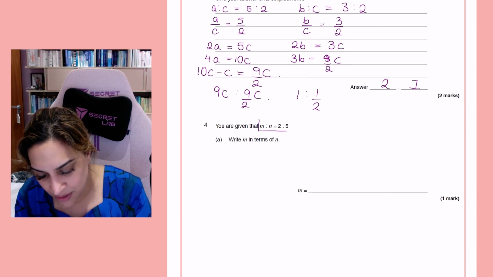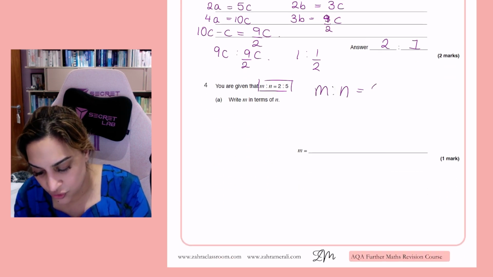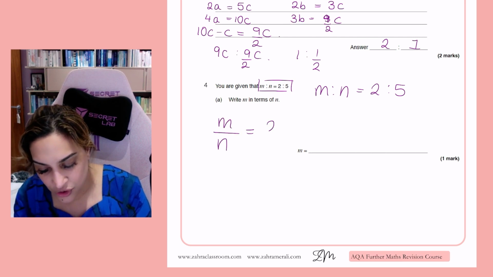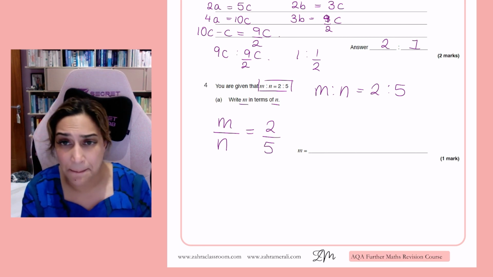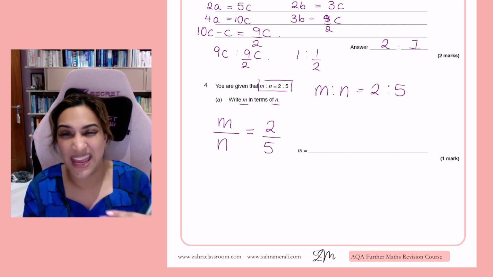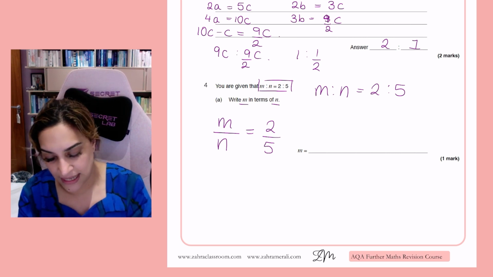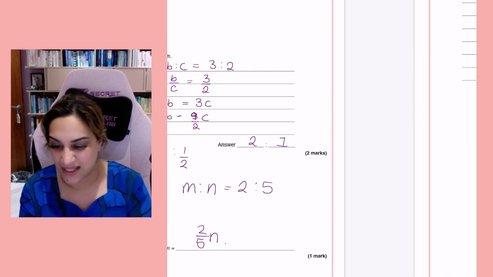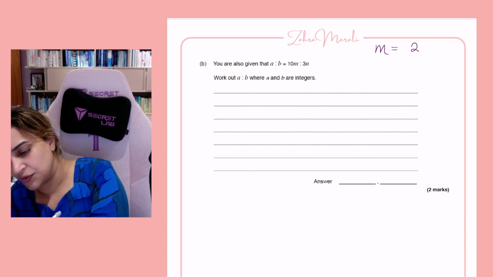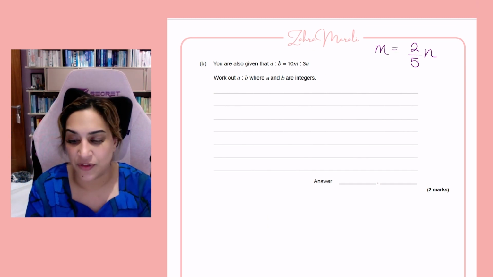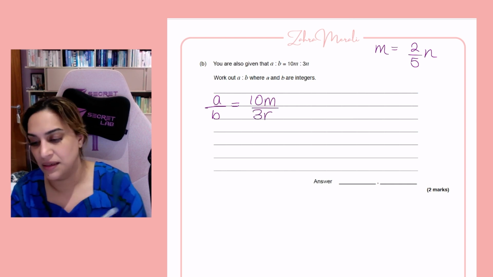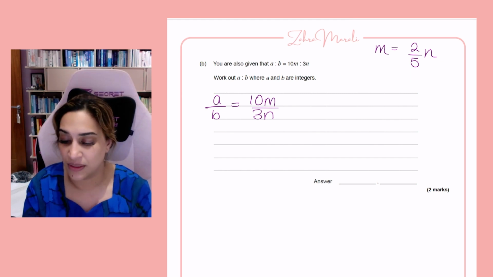Next bit, we're given m to n equals 2 to 5. So that tells us m divided by n equals 2 over 5. And we want m in terms of n. So we want m equals something. So I'm going to multiply the n up here, and we're just going to get m is 2/5 n. Now we need that for the next bit, so let's write it up here. M equals 2/5 n. So now we're given a to b, and remember we can write that as a fraction, is equal to 10m over 3n.